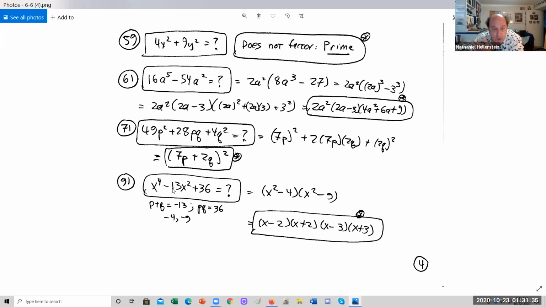We need P and Q, who sum to negative 13, and whose product is 36. And negative 4 and negative 9 work fine. So (x squared minus 4) times (x squared minus 9).